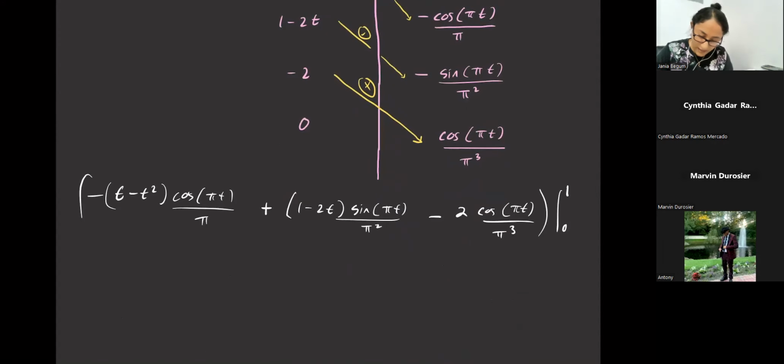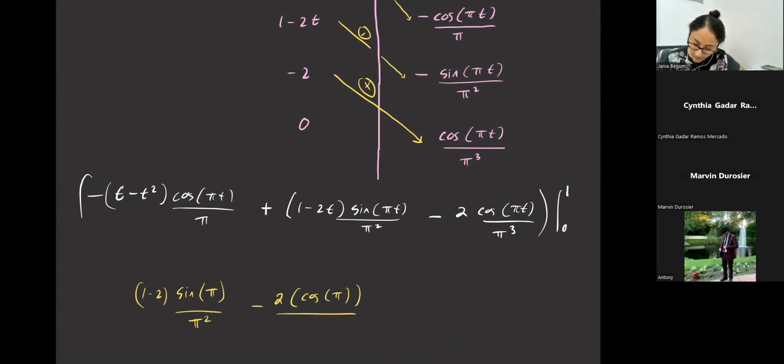So we plug in 1 into every t. When you plug in 1 in here, it's going to go to 0. So the first term disappears. The second term, when you plug in 1, you'll have 1 minus 2 times sine of pi times 1. That will just be sine of pi over pi squared. Minus 2 times cosine of pi times 1 over pi cubed. Minus now the lower limit of integration.